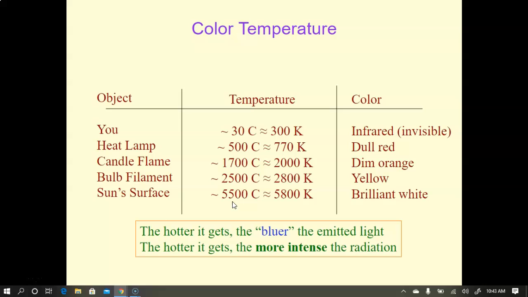And then the sun's surface is approximately 5500 Celsius. That's at the very surface of the sun. The interior of the sun gets into the millions of degrees, so it's a huge difference between the surface and the interior. But at that point, it is a brilliant white color. Basically what happens is that the cooler something is, the more reddish it appears. The warmer it is, the more towards the blue end of the spectrum it will appear. And then obviously the radiation becomes more intense as well because it's more energetic.